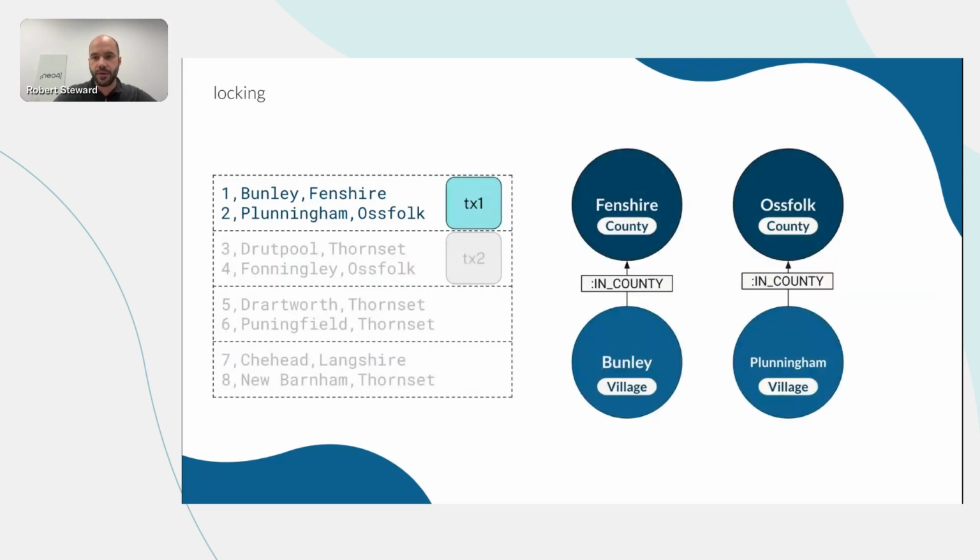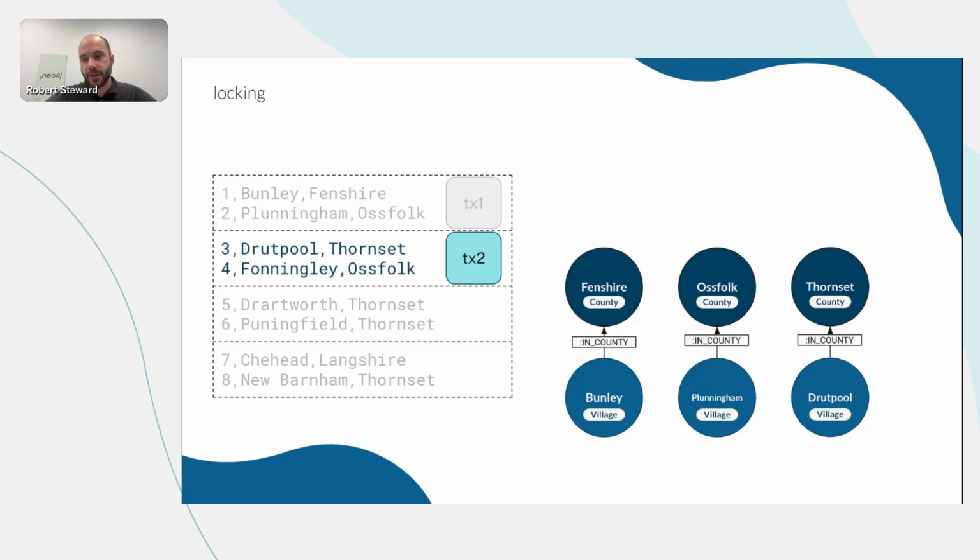First iteration, we'll have 2 transactions, and we will create 4 nodes without any collisions. We'll assume that transaction 1 finishes first, just for the sake of this demonstration, although it could have been in either order. Transaction 2 will create the row 3 without any problems, but when it gets to row 4, the village of Fonningley in Ostfolk, these are all fake villages, by the way, it will need to take a lock, and so it will take a lock on the existing node, Ostfolk, and it will add the village and the relationship that it needs to add, and then it will release the lock.